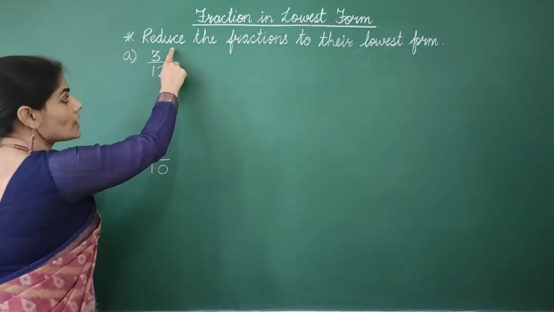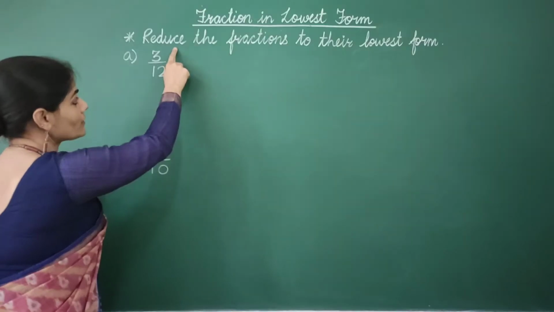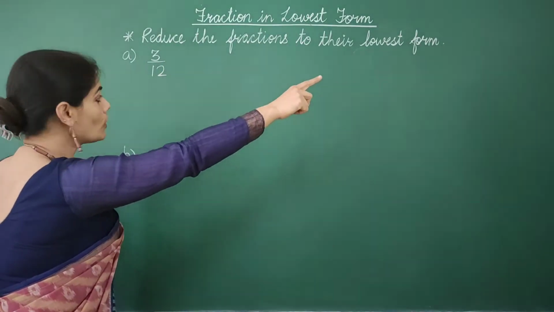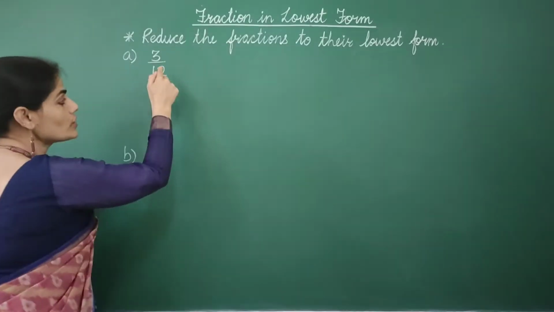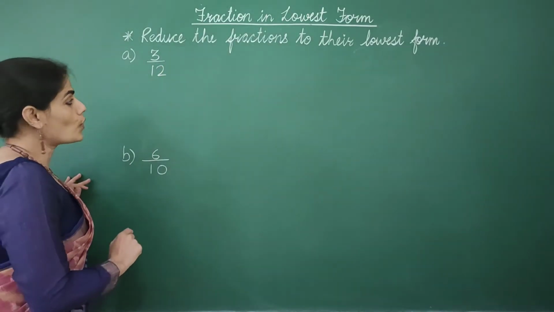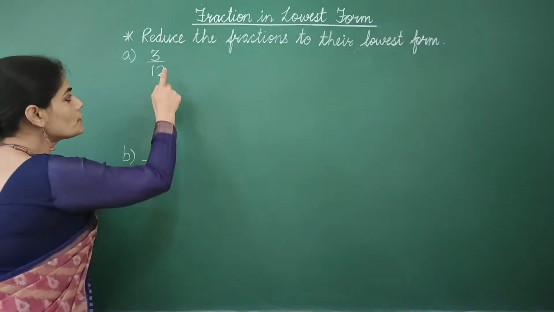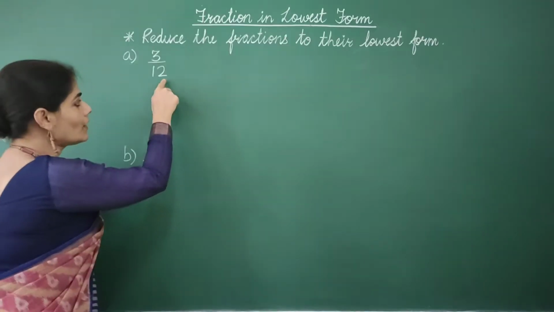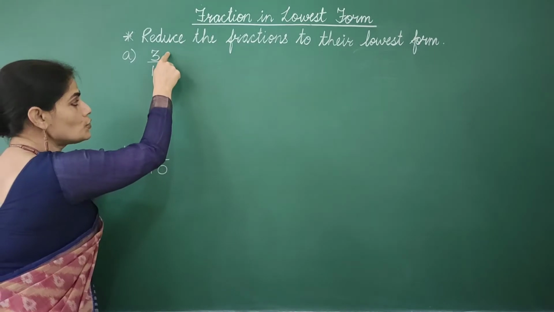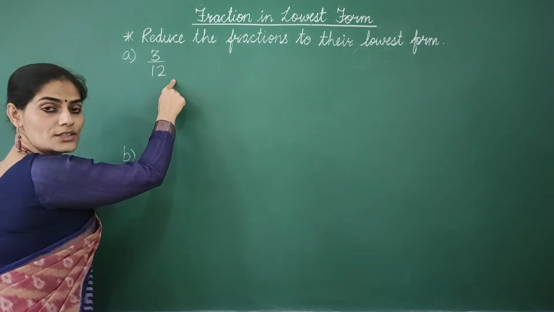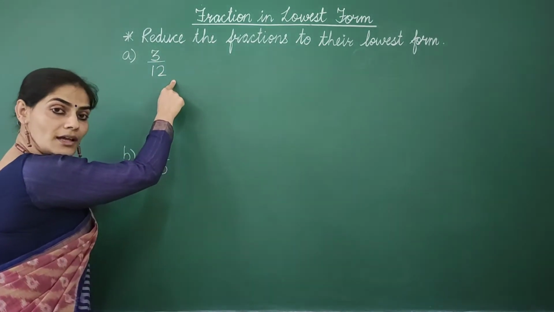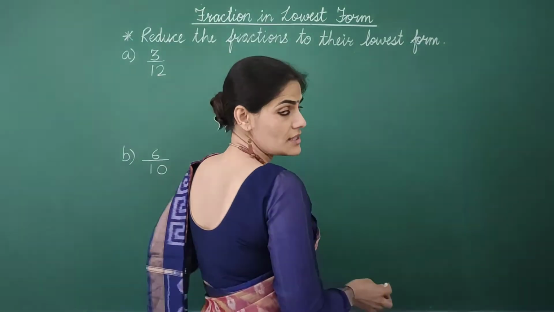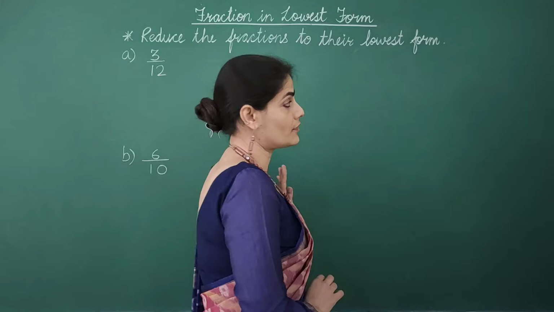So let's start with question 1. Reduce the fractions to their lowest form. Now the fraction is 3 by 12. So what are we going to do? We will first find the HCF of 3 and 12, and then we are going to divide the numerator as well as the denominator by the highest common factor. So let's find the HCF of 3 and 12.